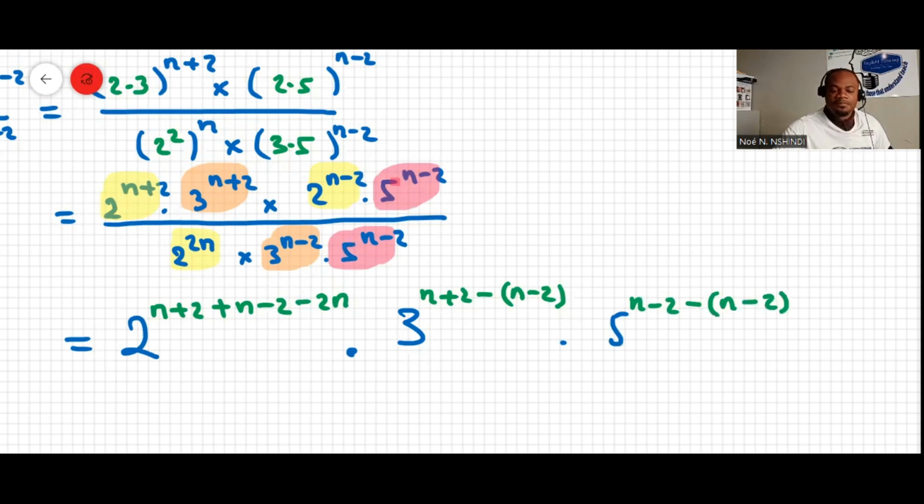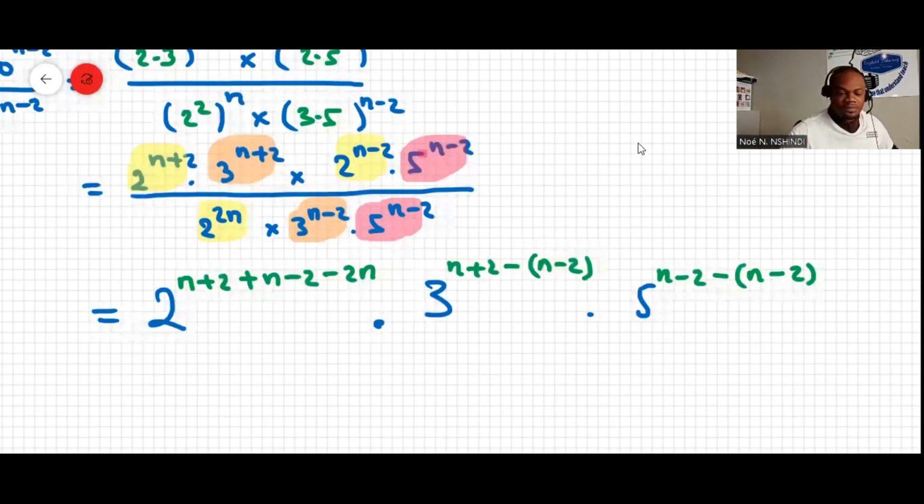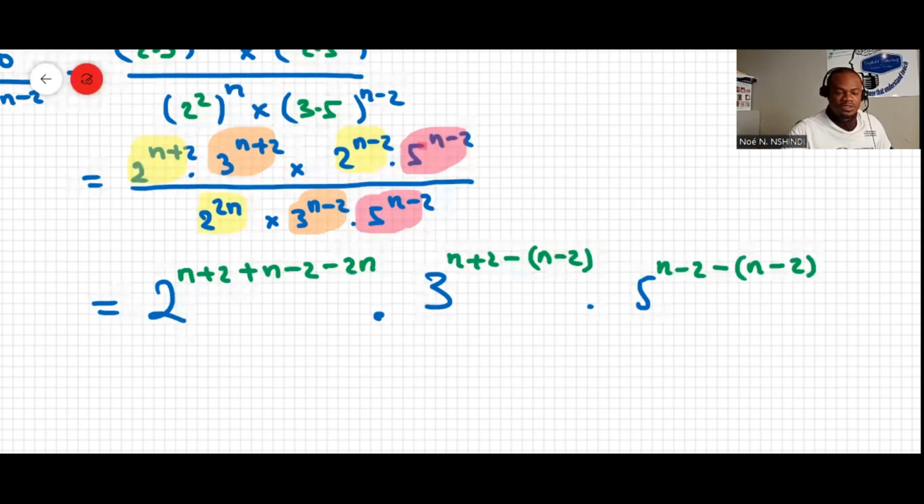Now let's continue. Now simplify. So this will be equal to 2. So here we have n plus n minus 2n. They all simplify because it's 0.